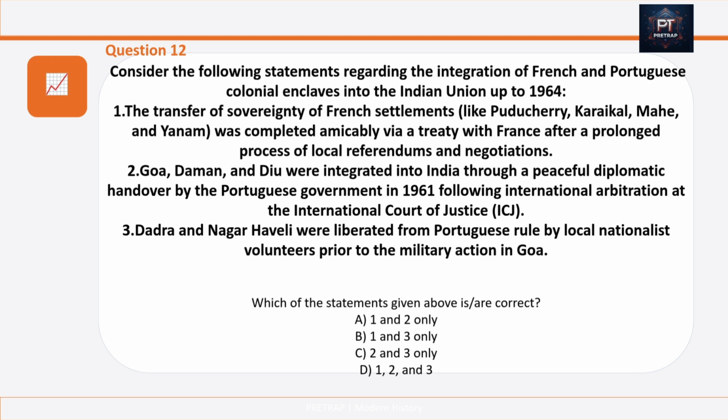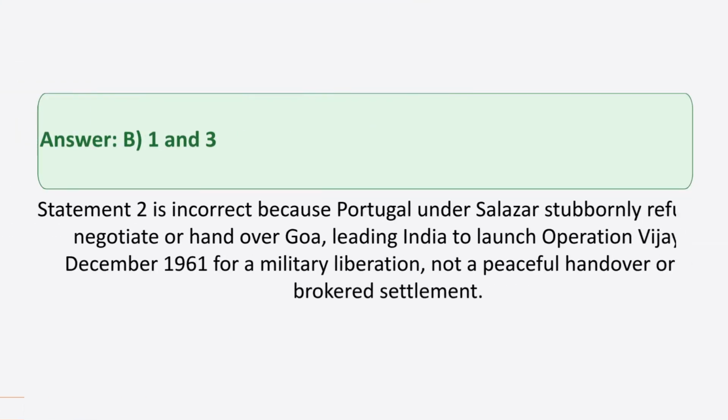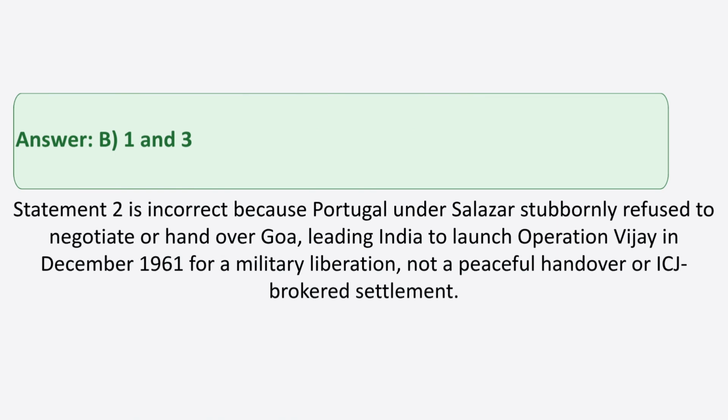And the answer is option B. 1 and 3 are correct. Statement 2 is incorrect because Portugal under Salazar stubbornly refused to negotiate or hand over Goa, leading India to launch Operation Vijay in December 1961 for a military liberation, not a peaceful handover or ICJ brokered settlement.